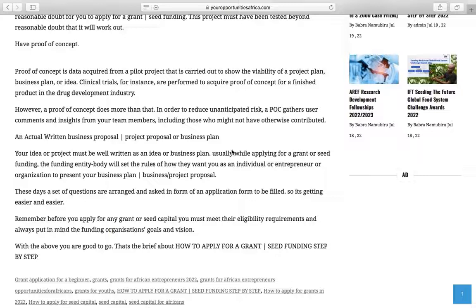So it comes as a written business proposal, it can be a project proposal, a business plan, or just an application form through which they ask very many different questions for you to answer, and then you go through different stages. Some of them have even pitching stages that you can really be checked under, so whether you are fit for this grant.